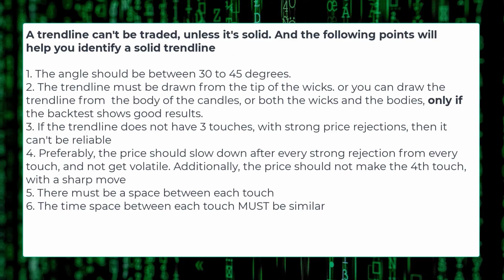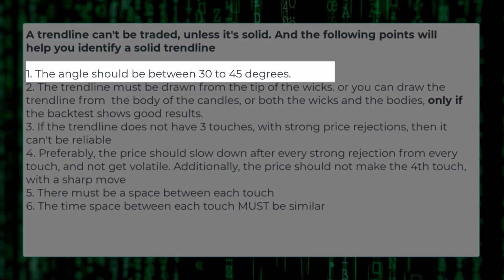Before we begin, please keep in mind that the following points will either decrease or increase the probability of success of the trend line, or they might invalidate the trend line altogether and make it untradeable. So, make sure that you memorize these points, because without them, you will never be able to trade on trend lines successfully. First, the trendline angle must be between 30 to 45 degrees.